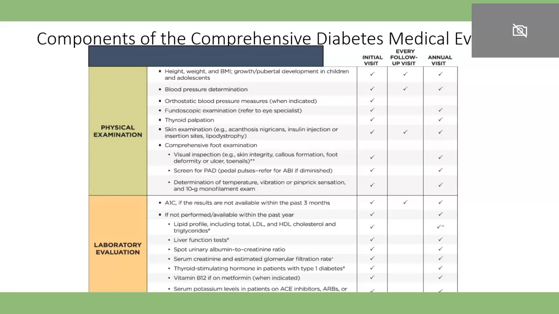So for example, it looks like every follow-up visit it's more focused, but yet again, if it's abnormal, if somebody has an issue with peripheral arterial disease, you're going to check them at every follow-up visit. So then that would be in that box. And that's something to remember with these.